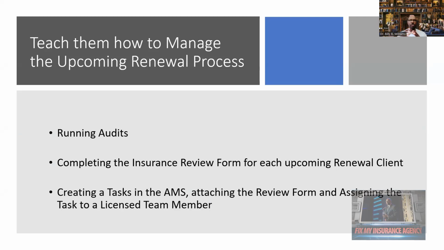Our VAs are the ones creating the task inside of the agency management system, attaching the review form, and then assigning that task to a licensed team member. So now the licensed team member just goes in and validates and verifies what the VA found, and then the licensed team member can move on with that process of contacting the customer, sending out decline coverage forms, doing whatever they need to do. But the VA does 80% of the renewal process, right?